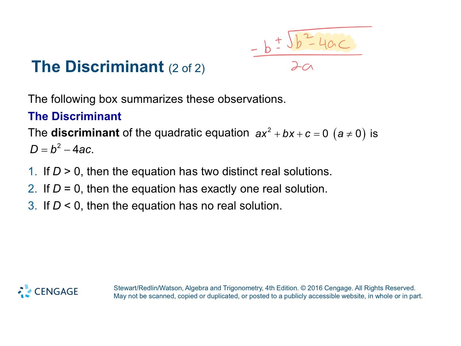Now, after you solve the discriminant by itself, if your answer is greater than 0, then you have 2 real solutions. If your answer is equal to 0, then you have exactly 1 solution. And if your answer is less than 0, so a negative number, we have no real solution.